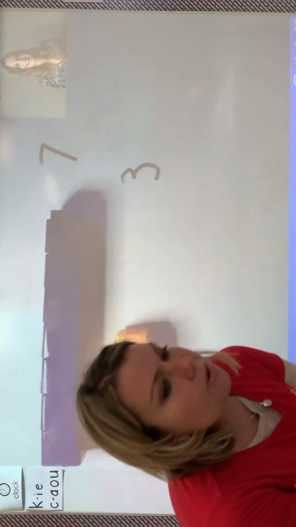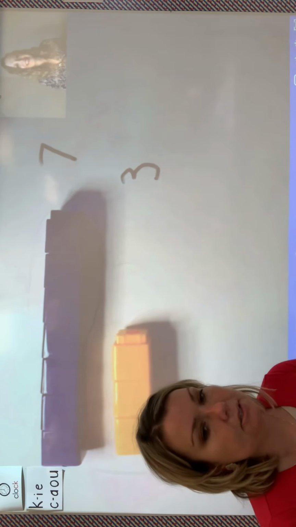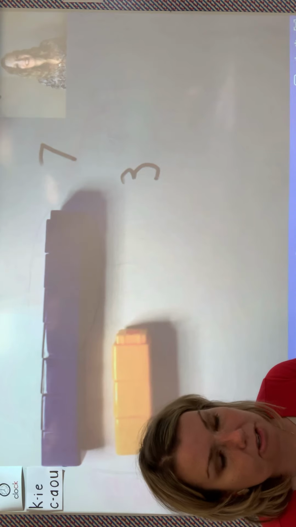How can we be sure though? Is there a way we can tell which number is more and which number is less just by looking? Tell a friend what you think. Okay, who wants to answer that? Is there a way to tell if a number is more or less just by looking?